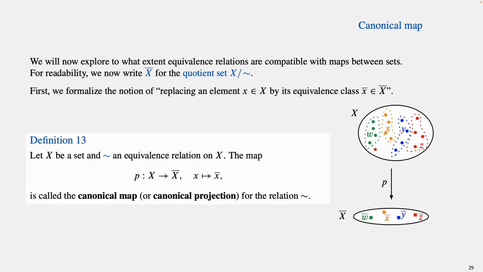So here's X with its elements, and the different colors indicate the equivalence classes of tilde. And so each equivalence class has a few elements of X in it. And the canonical projection maps these to distinct elements in the quotient set. Okay, so each of these classes here becomes a single element down here.